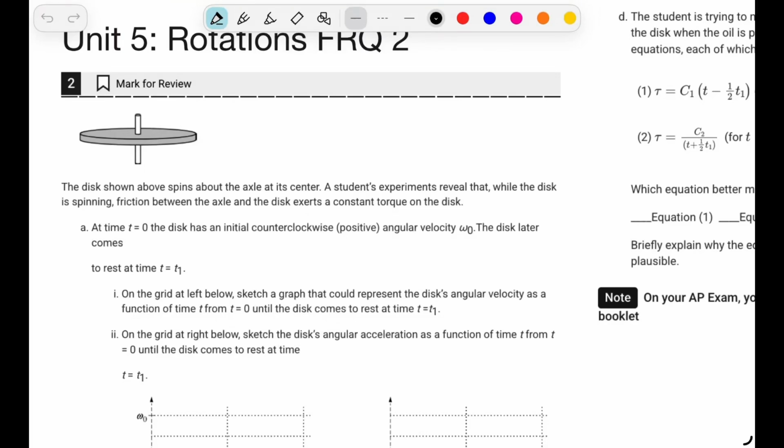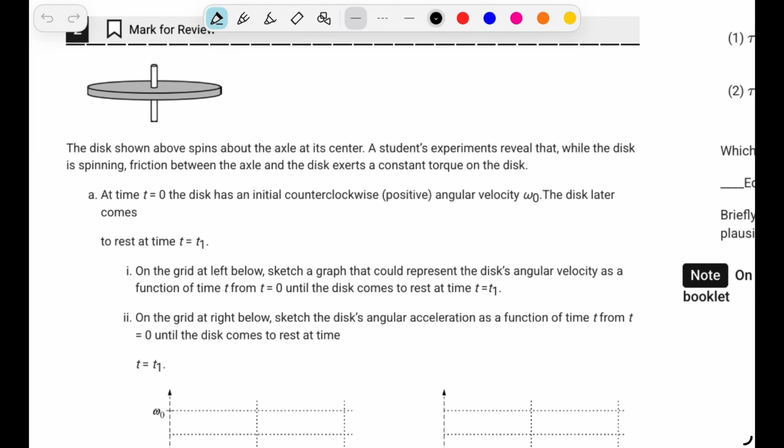In this video, we're going to do a rotations FRQ. So the disk shown above spins about the axle at its center. A student's experiment reveals that the disk, while spinning, has friction between the axle and the disk, and it exerts a constant torque on the disk. At time t equals 0, the disk has an initial counterclockwise positive angular velocity omega initial. The disk later comes to rest at a time t equals t1.